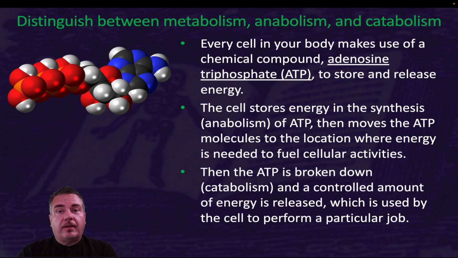Speaking of staying alive and the energy needed for that, every cell in your body makes use of a chemical compound called adenosine triphosphate, or ATP, to store and release energy. The cell stores energy in the synthesis or anabolic reactions of making ATP, then moves the ATP molecules to the location where energy is needed to fuel cellular activities. Then the ATP is broken down, a catabolic reaction, and a controlled amount of energy is released, which is used by the cell to perform a particular job.